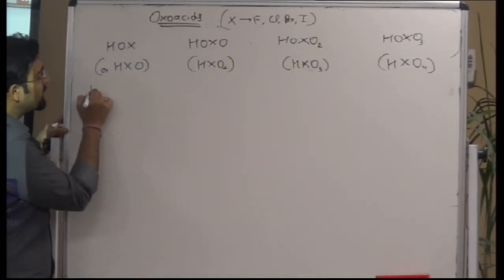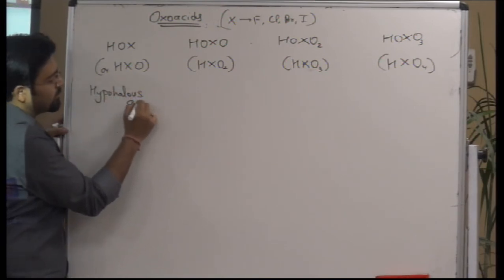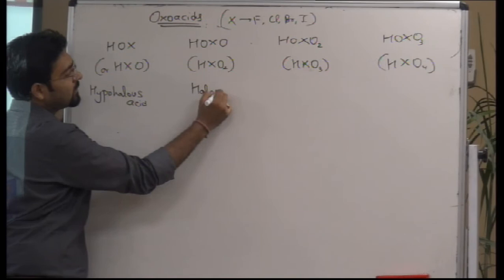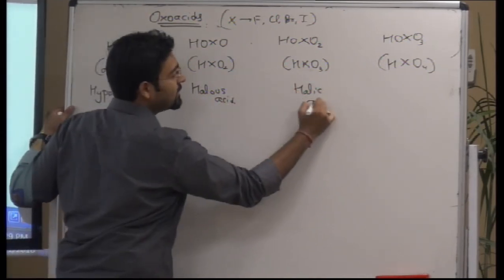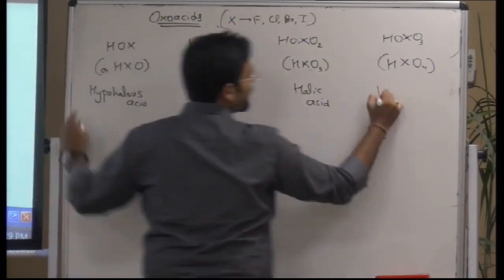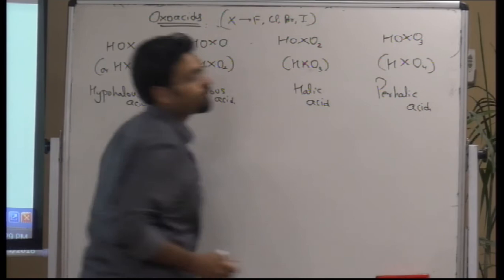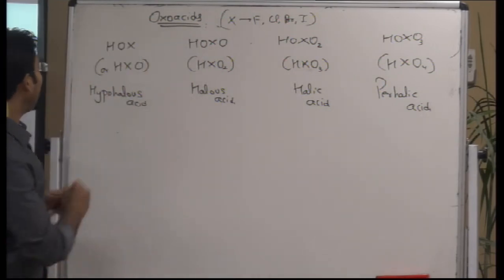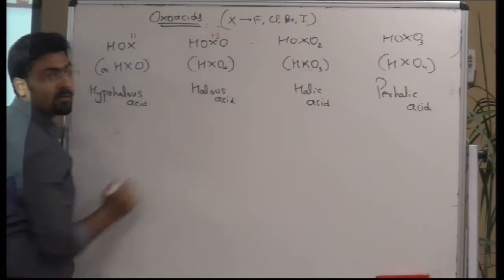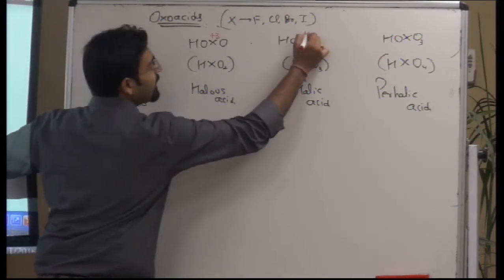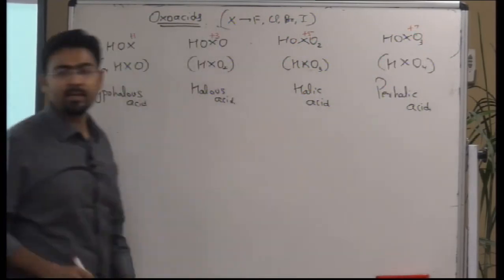So this one is called hypohalous acid. This one is called halous acid. This one is called halic acid, and the last one is called perhalic acid. Right? The oxidation state of halogen in hypohalous is +1. It's +3 in halous, +5 in halic and +7 in perhalic acid.